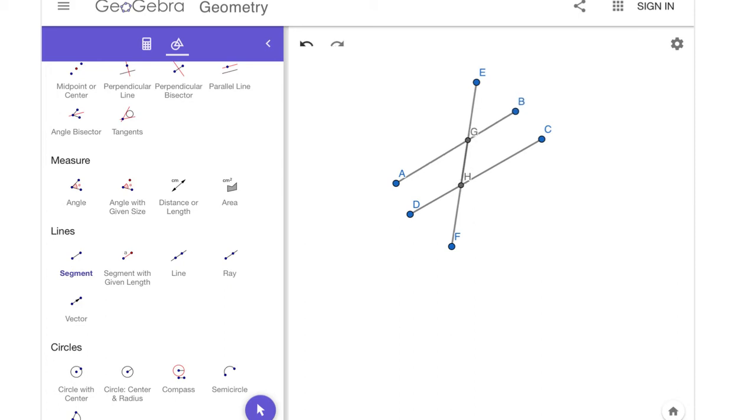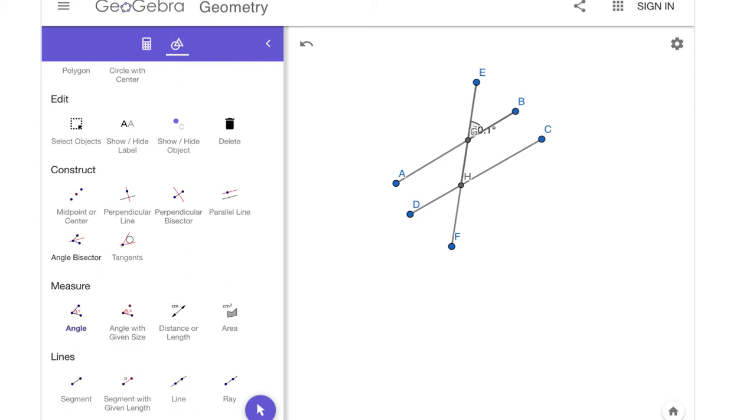Oops, let's try that again. Did that go? I'll make sure it went. Okay, so tap point B, point G, and then point E. Something is going on. Okay, there we go. So tap angle again, and then see where it's popping, that's angle, and then tap B, G, and E. Okay, so right there.